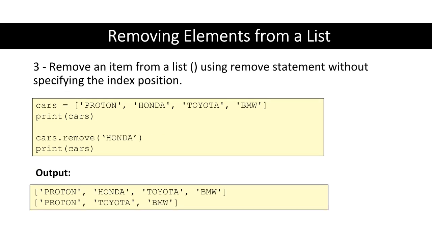The remove method deletes an item by value instead of index. It removes the first occurrence of the specified value in the list. In this example, cars.remove('Honda') removes the element by value, not index. So Python searches for Honda and deletes it. The list becomes Proton, Toyota, BMW.